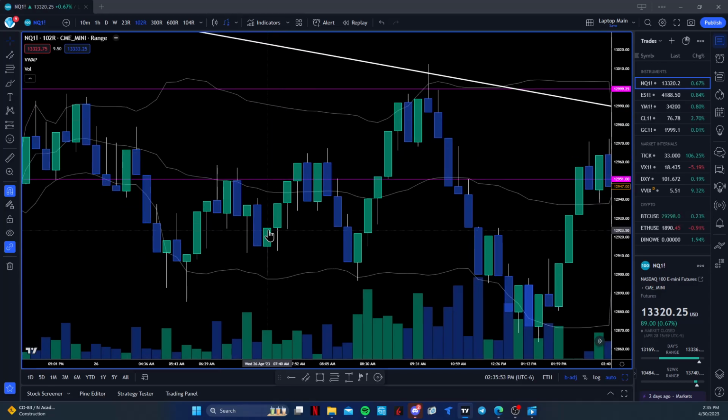So you get your open right in this area, right? So this is your opening candle. Let's say I'm not a big fan of just taking the open.